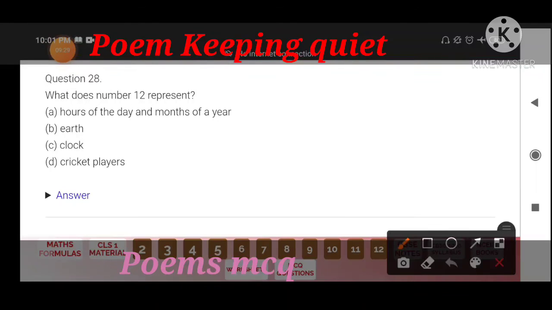What does number 12 represent? Hours of the day and months of a year, earth, clock, cricket players.